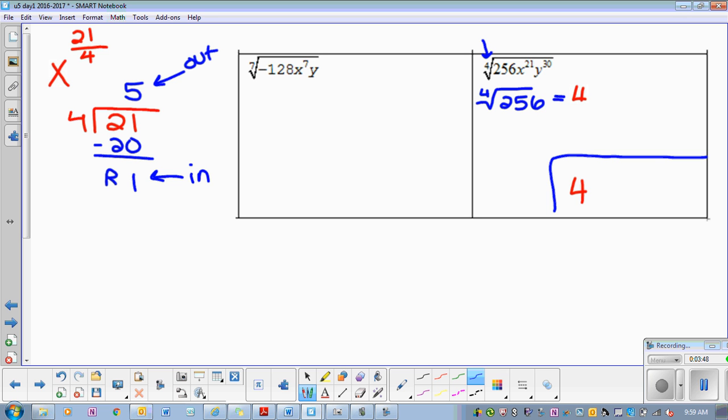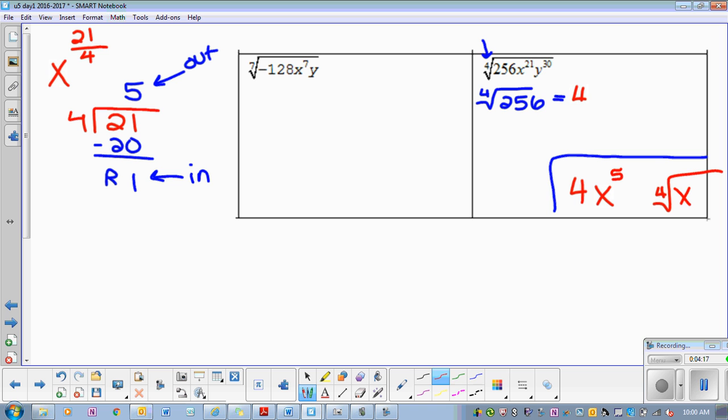Does that make sense? So what you would have is out is x to the what? 5th. And then let's leave some room. We'll put a 4th root. X. How many x's stay in? Just the 1, right? Okay, so that's another way to do this if you don't want to draw it all out.